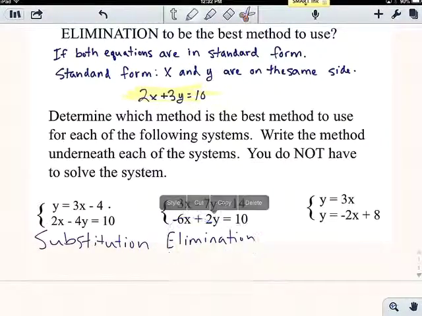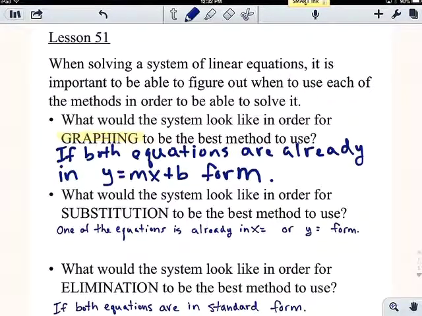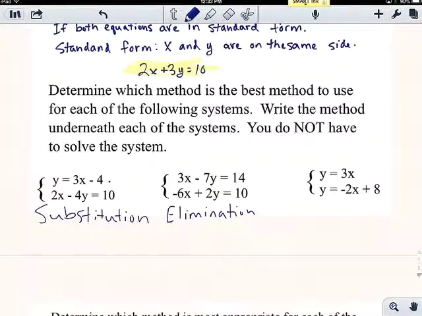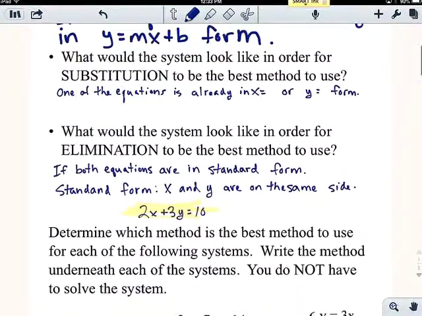Cool, elimination. Now this last one, both are in y equals form. Remember, I said if both equations are already in y equals form, then I know that I want to use graphing. Graphing. Okay, so that concludes the notes part.